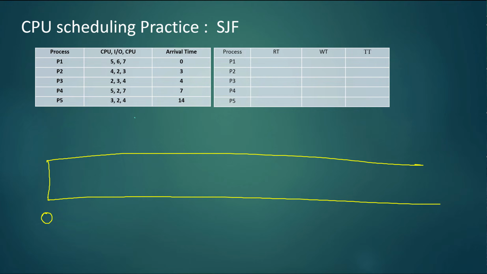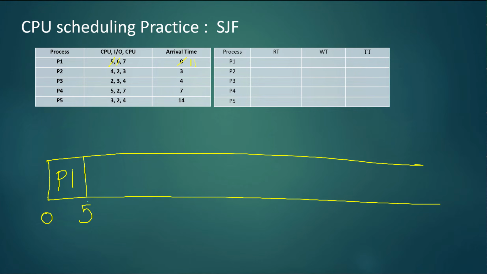With shortest job first, at time 0, we have only one process. How this works is, of those that are in the ready queue, priority goes to the one that has the shortest CPU burst. But at time 0, the only one in the ready queue is P1. So we only need to consider P1, and P1 has a CPU burst of 5. So P1 will be on the CPU for 5 time units, and then go out to I/O for 6 time units, and we'll have a new arrival time at 11.